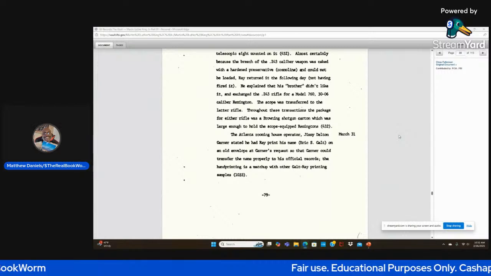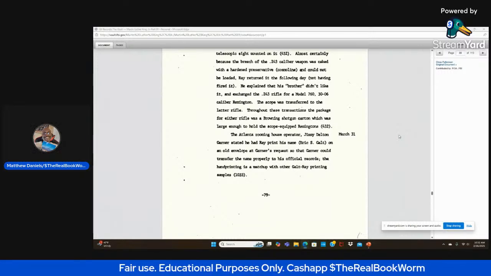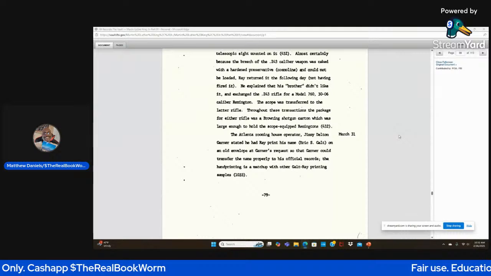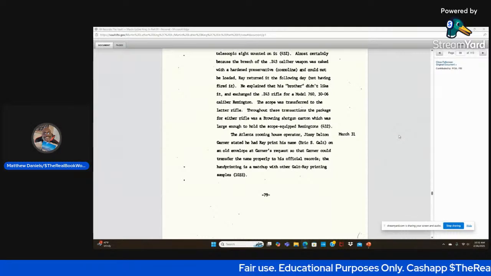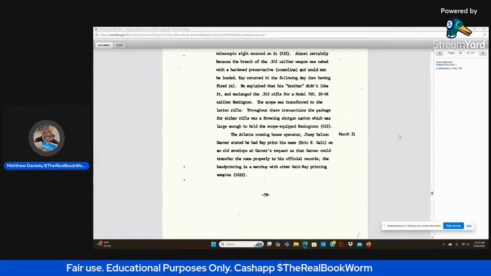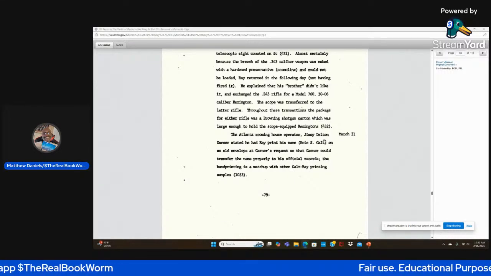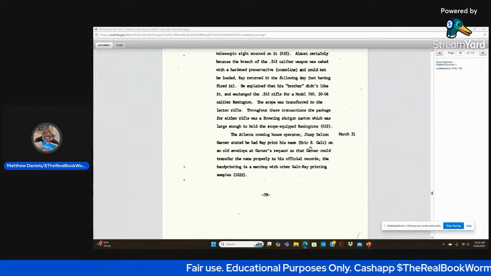So now, it's less than a month before the King assassination, and he buys a rifle with a scope. The rifle is damaged. You can't load it. He takes it back. He gets another rifle. They put the scope on it. Why does he need this rifle with a scope? And why is he stalking King? There's no explanation given.